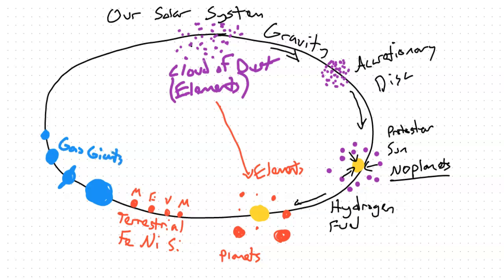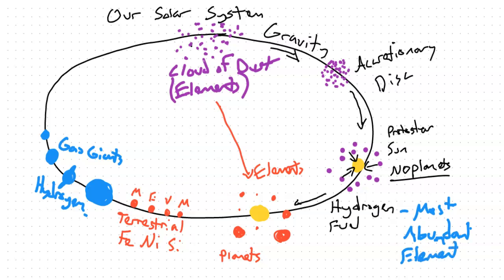These are made up mostly of hydrogen. So if you notice, we have hydrogen here and we have hydrogen here. You're probably noticing a pattern. Hydrogen is the most abundant element. Abundant meaning it has a lot of. Oh my gosh, this is so hard to write with. Most abundant element. That's terrible.